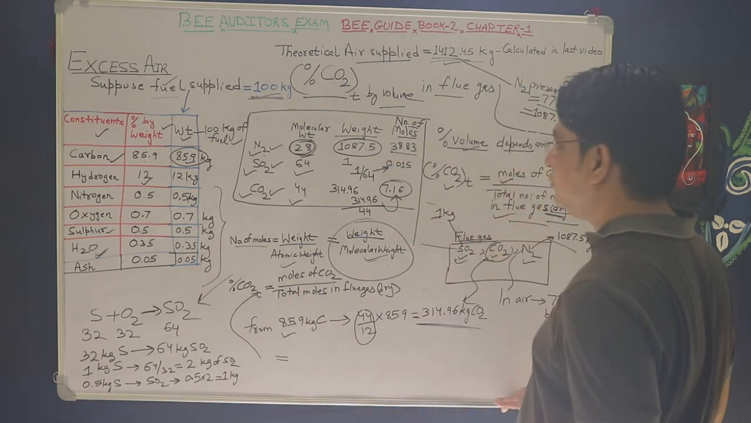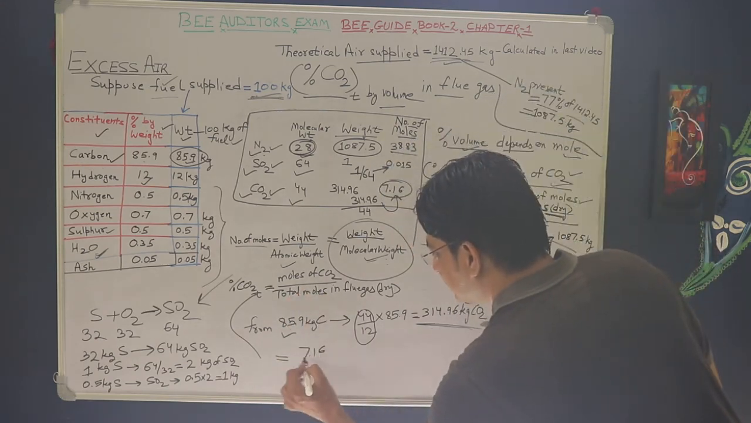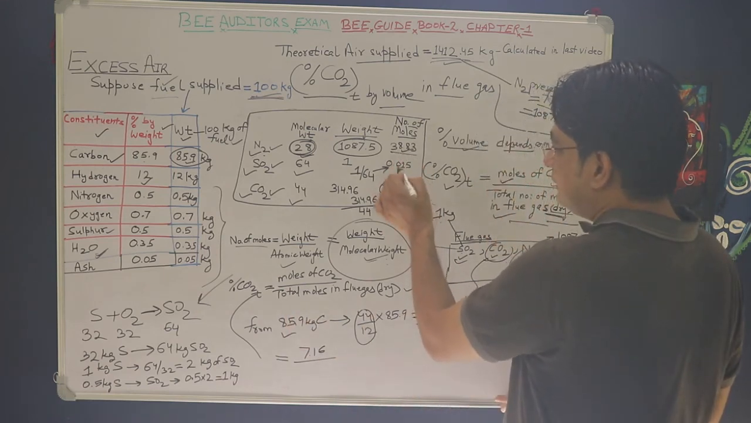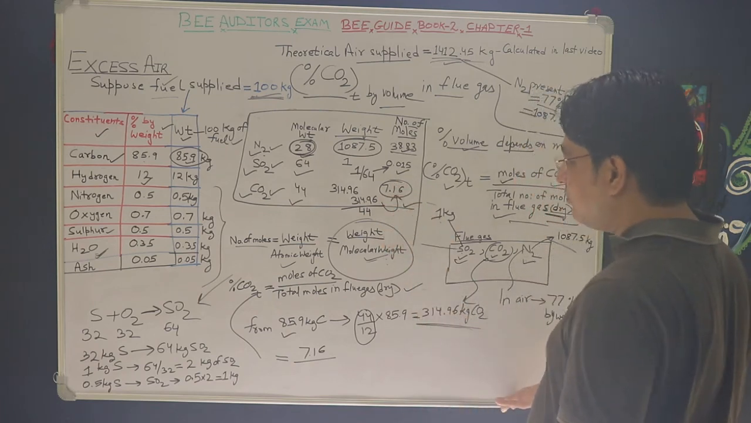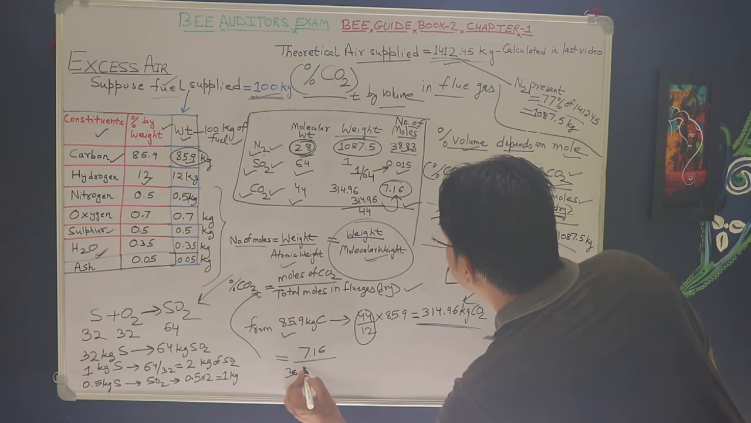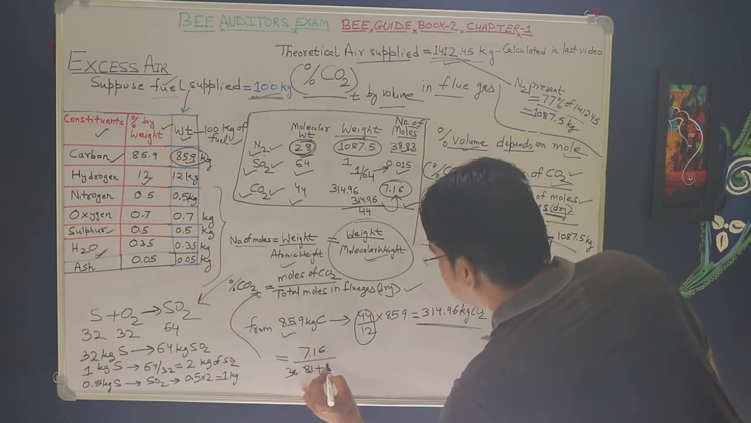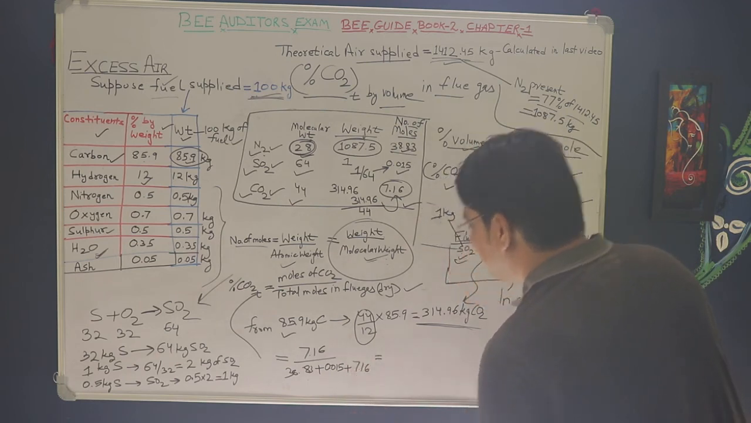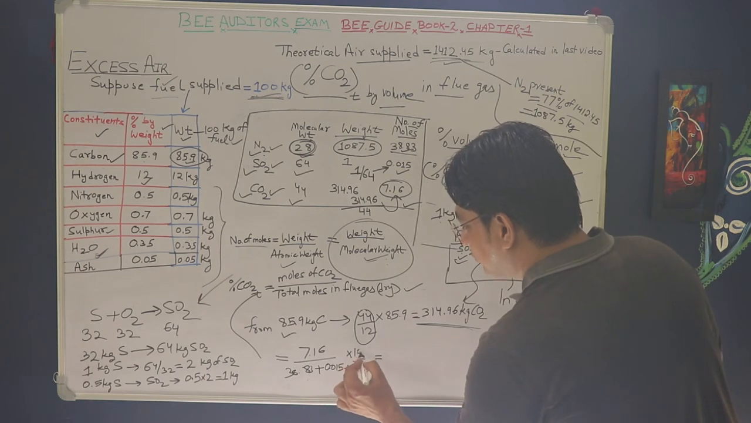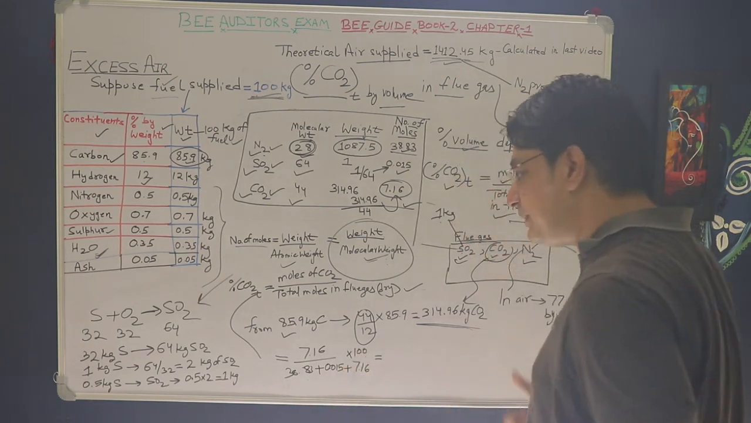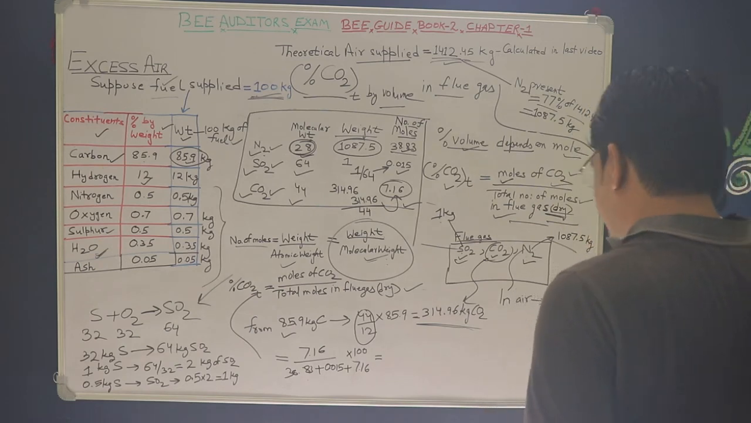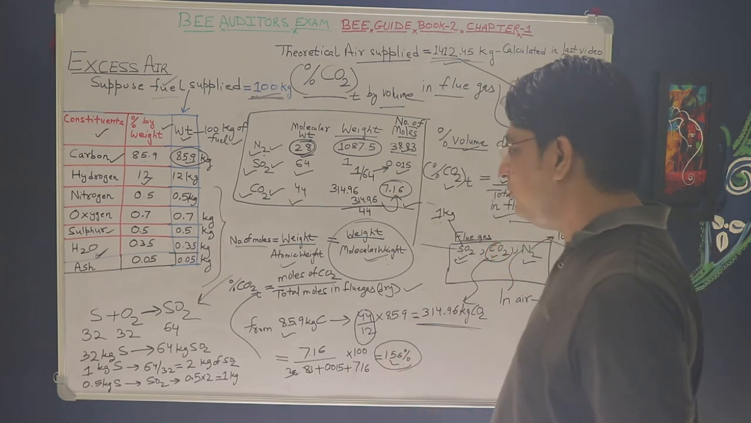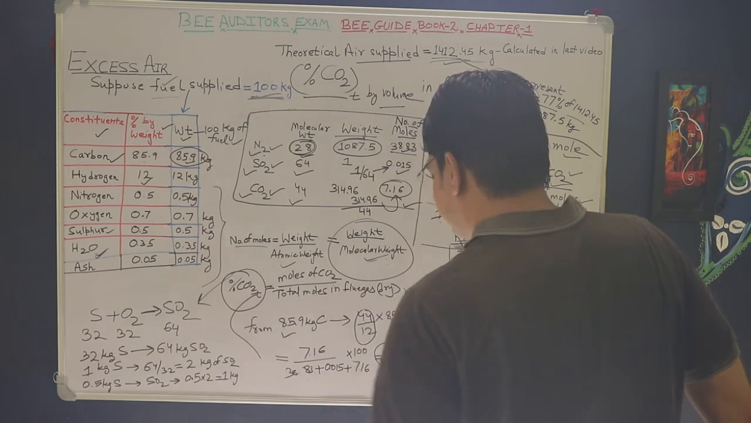So the number of moles of CO2 is 7.16 divided by the total moles in flue gas. The total moles in flue gas will be the summation of this, this and this, so 38.83 plus 0.015 plus 7.16. And we have to multiply it by 100 also, so as to get my value in percentage. So this will come as 15.6%. So this will be my value for percentage CO2 theoretical.